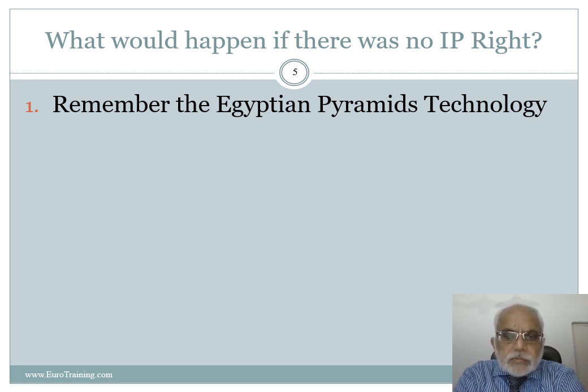But no, in those days there was no intellectual property rights, so whoever made the pyramids, he kept the technology secret, or maybe kept it inside the family. And then maybe there was an epidemic, maybe there was a flood, maybe there's a war, and the whole family who knew about the technology died, and this knowledge was lost forever. A sample of what happens if there was no intellectual property rights.